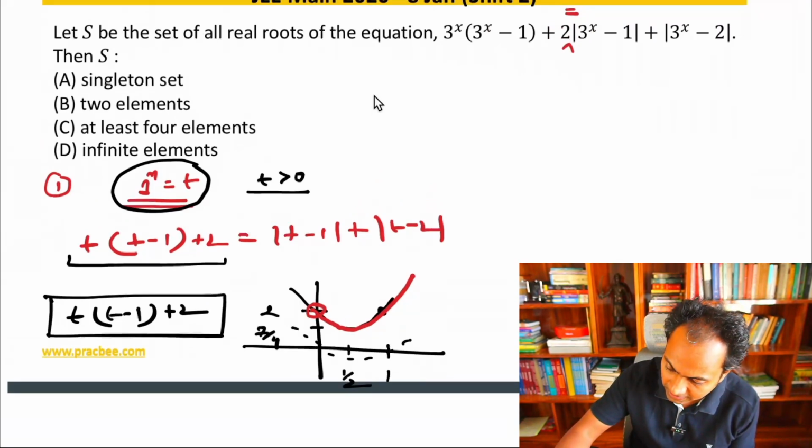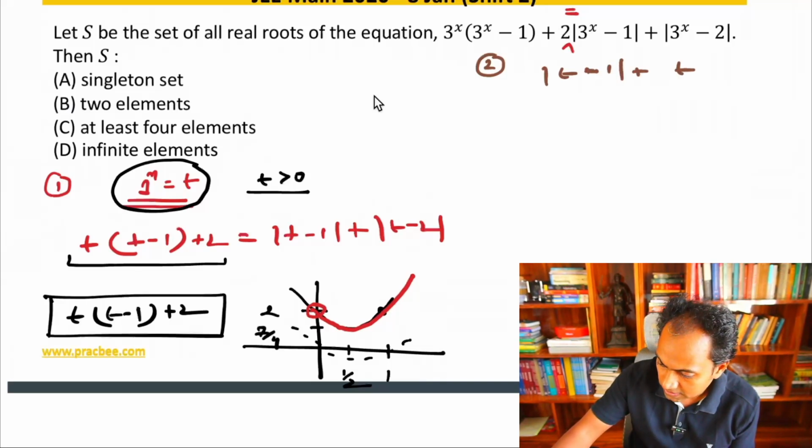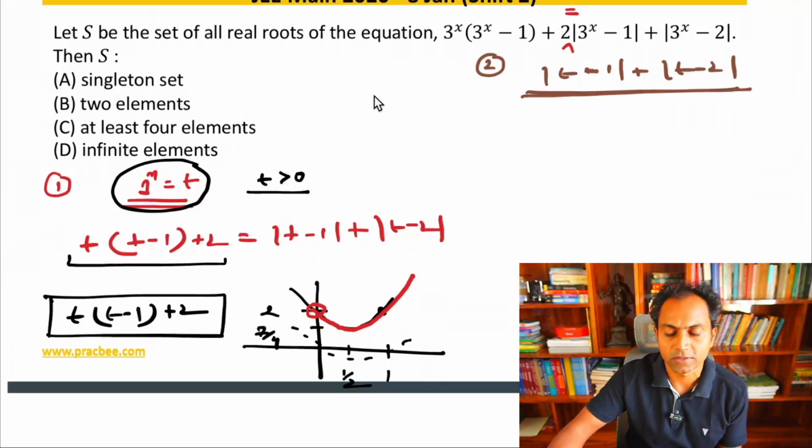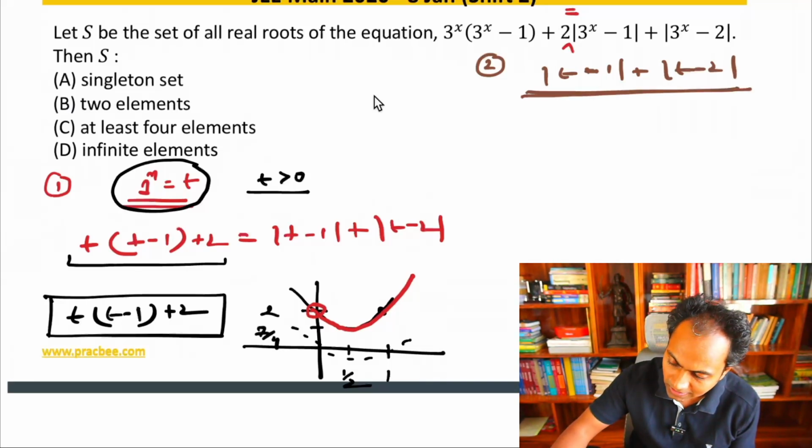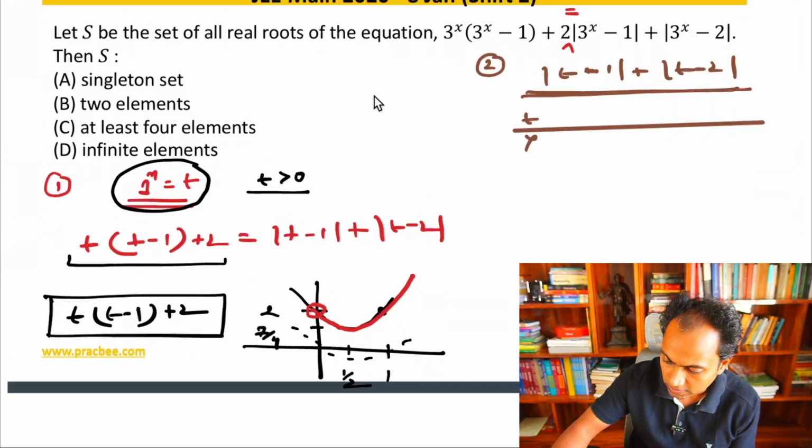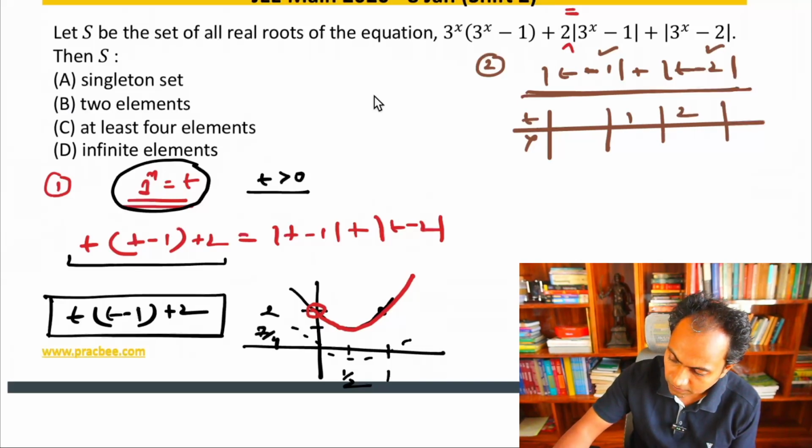And the right hand side, what we have is nothing but mod of t minus 1 plus mod of t minus 2. If you want to draw the graph of this, there is a technique known as table method. We are going to take some values of t. Correspondingly, we'll find the value of y or the function corresponding to that. How to consider those values? See, 1 we will take as nothing but 1, where this modulus will become 0, and 2. And take a value smaller than 0, and take a value greater than 2.